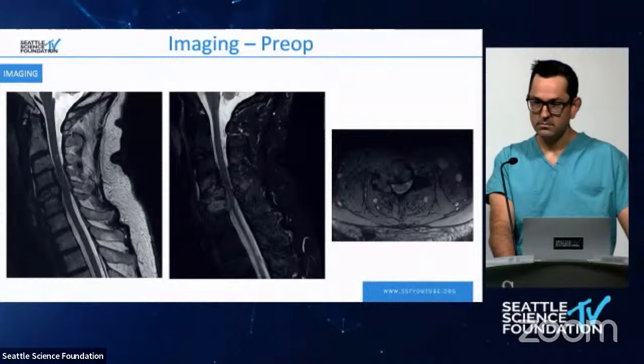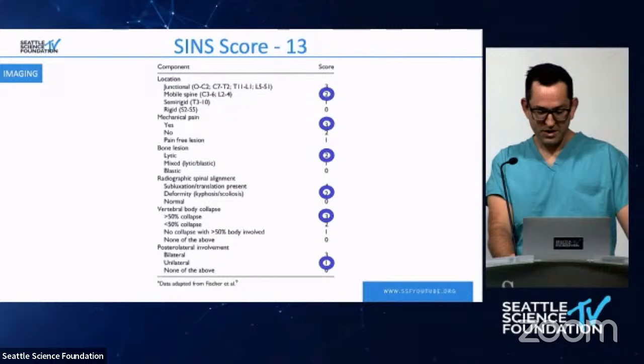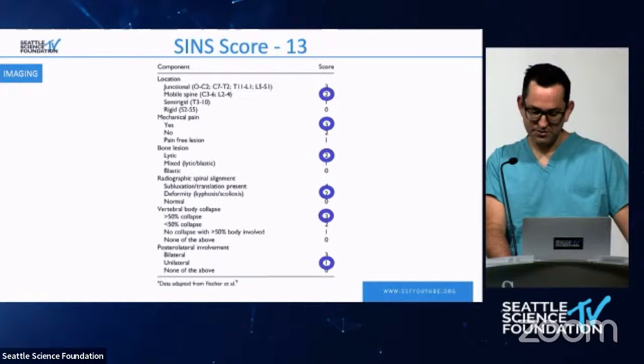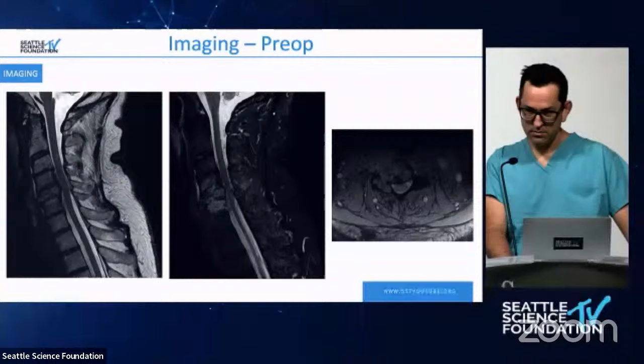Go for it. So SIN score, I gave him a 13 for being a mobile segment, him having mechanical neck pain, being a lytic lesion. He does have some deformity of kyphosis there in his neck. He has greater than 50% vertebral body collapse, C4, and has unilateral posterior involvement over on the right side. So 13, again, if you go back to that score, the SIN score is very helpful.